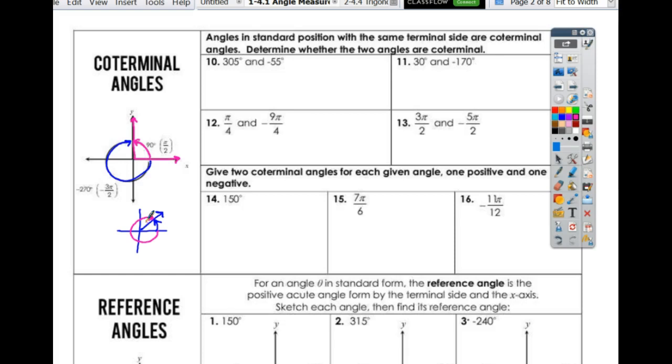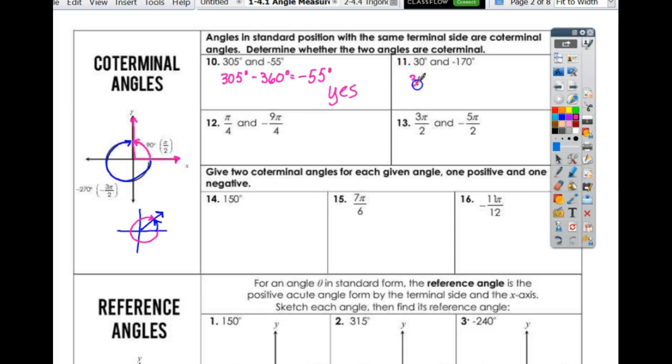So if I look at the two of them together, how much do they add up to? 360. So if I know one, can I subtract 360 and get the answer for the other one? Right? Okay. So if I'm given 305, I want to know if negative 55 is a coterminal. So I'm just going to take 305 minus 360. And if you do that, you get negative 55. So yes, these are coterminal angles.